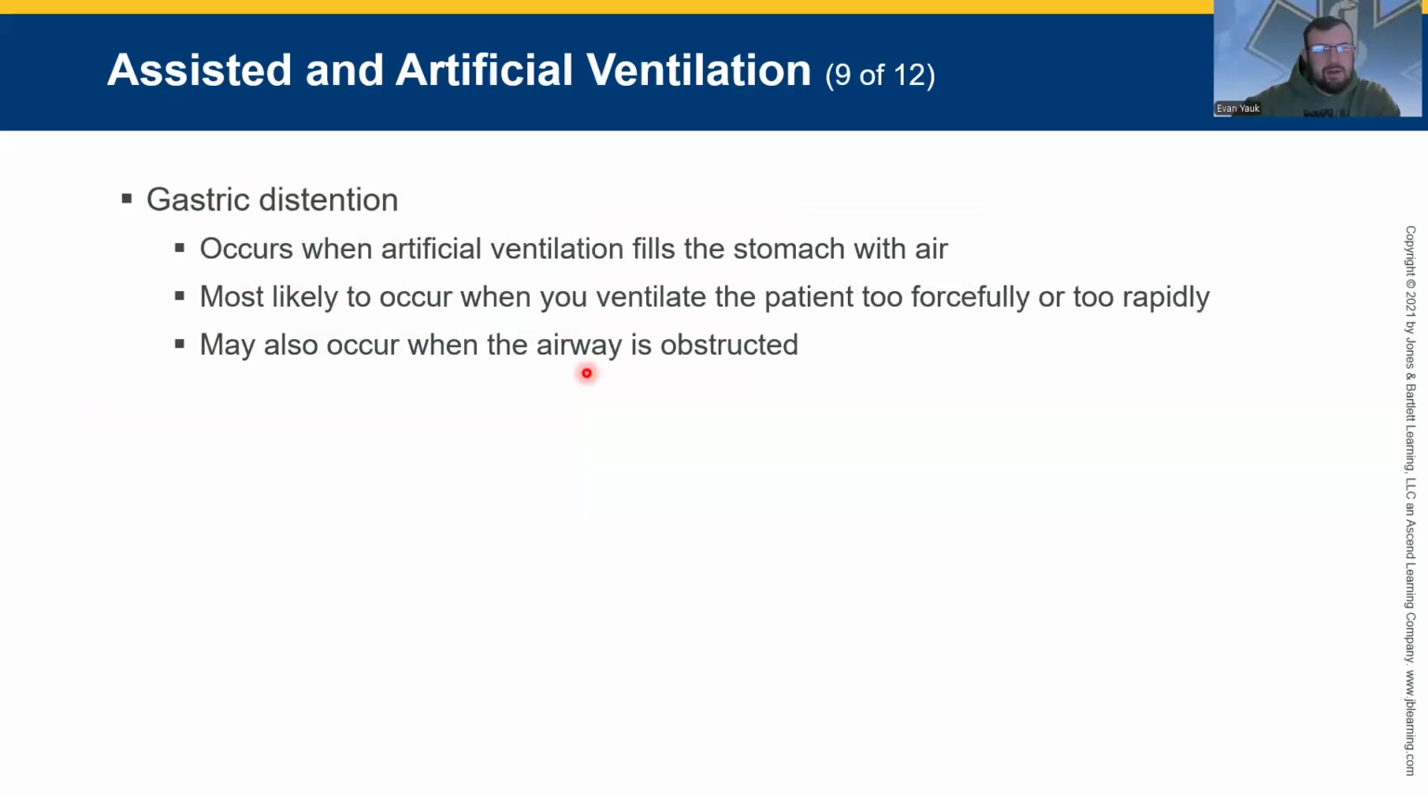Gastric distension occurs when artificial ventilation fills the stomach with air. It most likely occurs when you are ventilating a patient too forcefully or too rapidly. It may also occur when the airway is obstructed. So we're bagging too hard, we're bagging too fast, or we're not getting air into the lungs. We're going more or less down the wrong hole and we are blowing that stomach up.